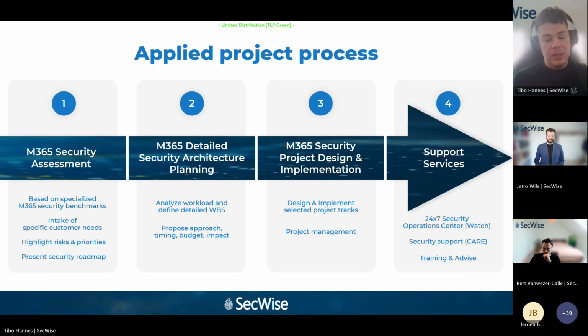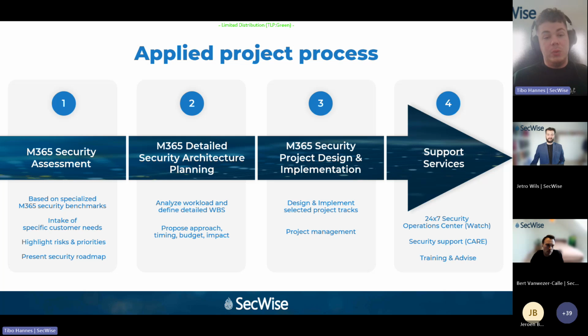So how did we do this? First and foremost, there is an initial assessment, where we take a look at how everything is implemented at the moment and what can be better. Here we will highlight the risks and priorities and present you a security roadmap.